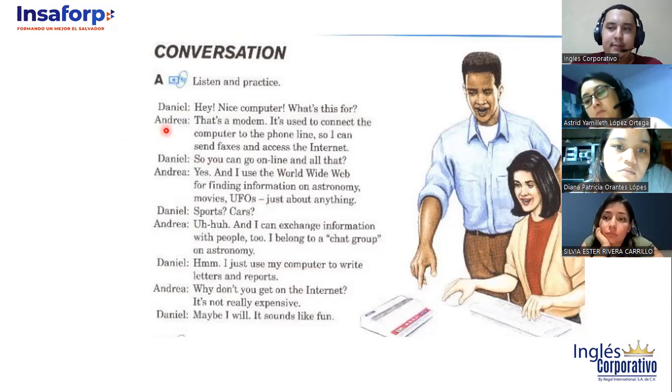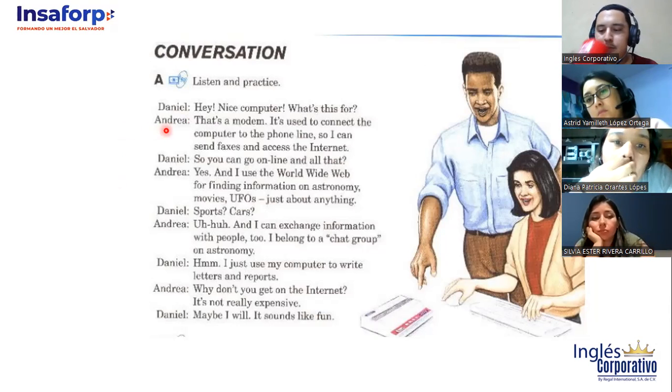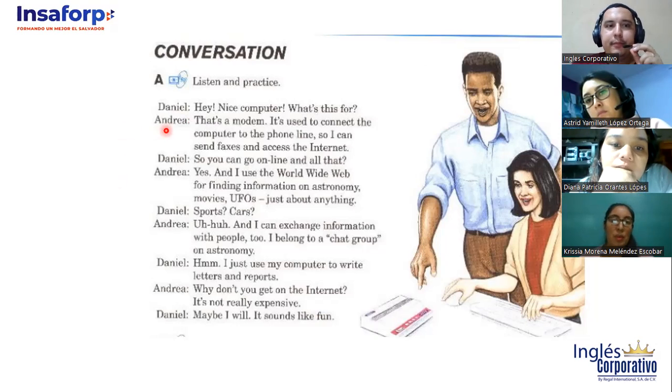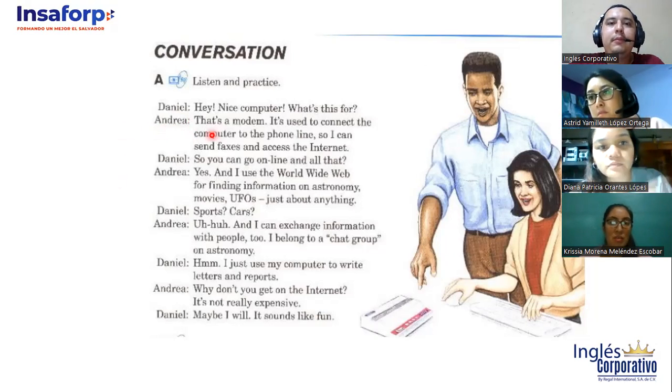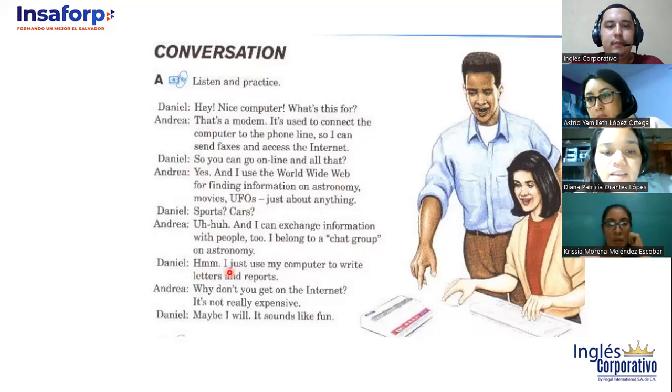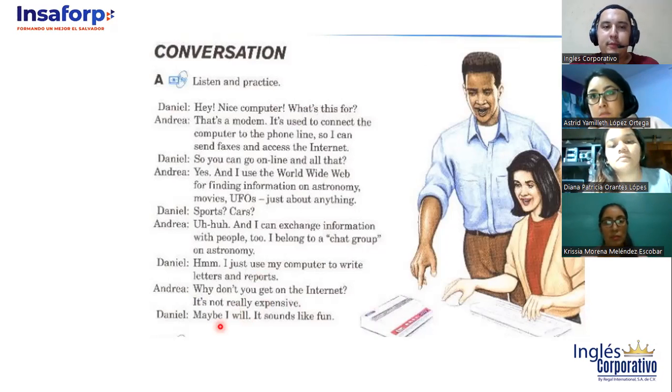One, two, and three. Hey, nice computer. What is this for? That's a modem. It's used to connect the computer to the phone line, so I can send faxes and access the internet. So you can go online and all that? Yes, and I use the World Wide Web for finding information on astronomy, movies, UFOs. UFOs, yes, about UFOs. Yes, about anything. Sports, cars. And I can exchange information with people too. I belong to a chat group on astronomy. I use my computer to write letters and reports. Why don't you get on the internet? It's not really expensive. Maybe I will. It sounds like fun. Okay, thank you.